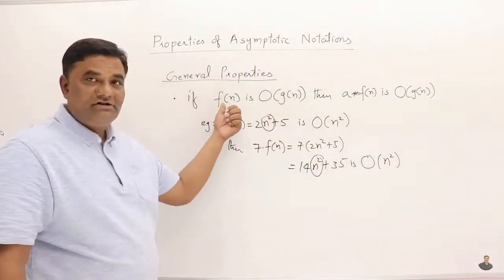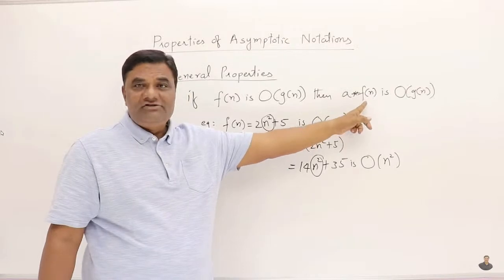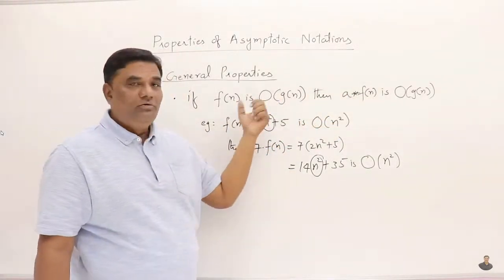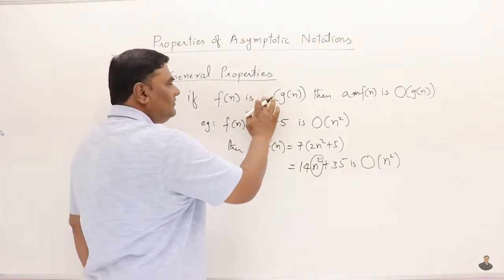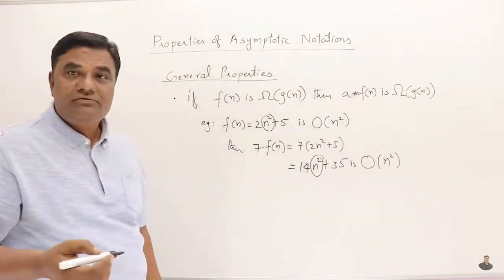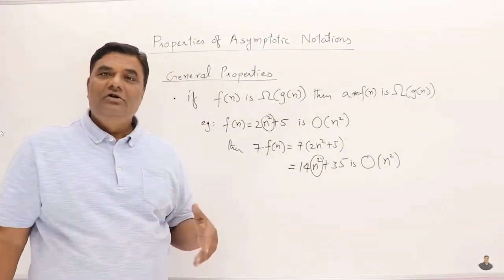So this means that if already for any function you know the big O function, then if you multiply that function f of n with anything, the big O will be the same. This a is a constant value. This is true for big O, and it will be true for omega also. If this is omega, then also this is omega. And it is true for theta also. So the same property applies for all three notations.